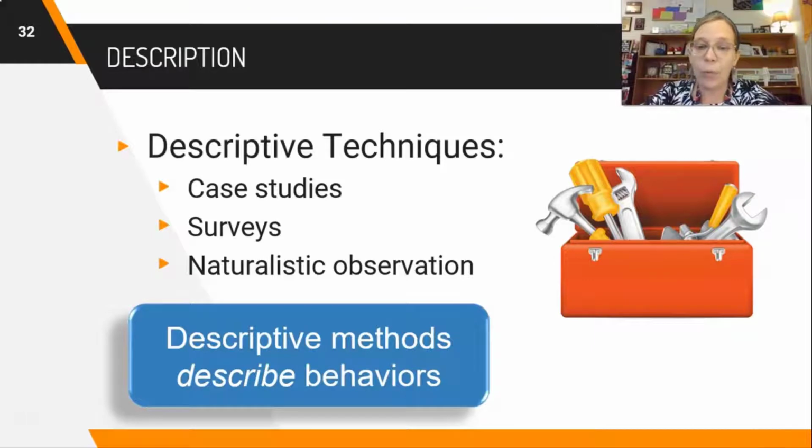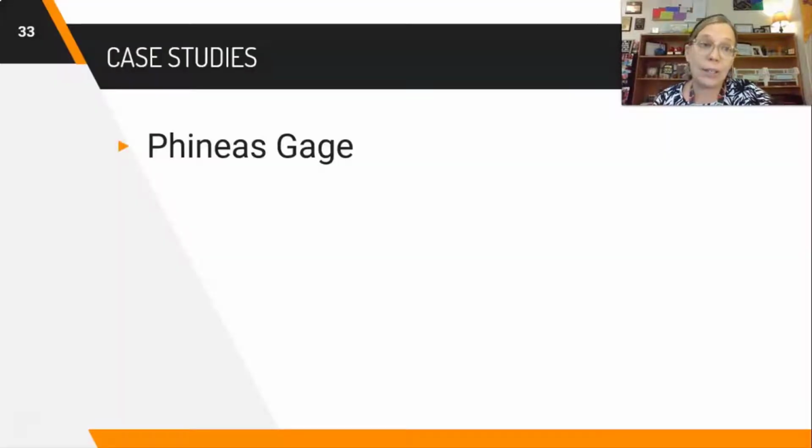Well, first of all, when we talk about descriptive methods, we mean any research method that describes behaviors. So for example, there are three main types of descriptive techniques that psychologists use. Those are case studies, surveys, and naturalistic observation. So we're going to break down each of these.